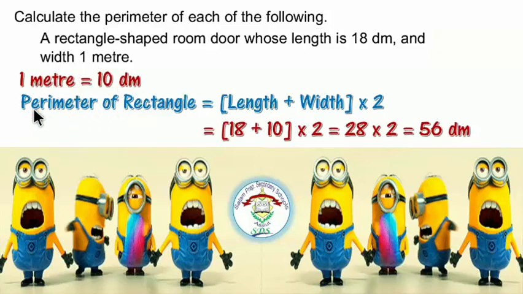Now the perimeter of rectangle equals length plus width, all times 2. Length is the big number, 18, plus width is 10, all times 2. 18 plus 10 equals 28, times 2 equals 56. Take care: decimeters.